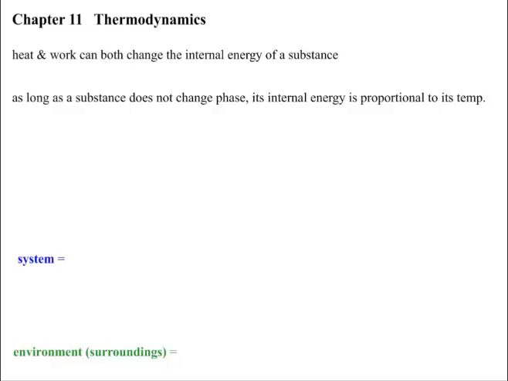Chapter 11, we're looking at thermodynamics. And we said in the last chapter both heat and work can change the internal energy of a substance. If we don't change the phase of that substance, its internal energy is proportional to its temperature. For example, if we pull a nail out of a piece of wood quickly, the nail's going to feel hot. We did work on the nail, and that work translates into an increase in the internal energy of the nail, and that manifests as the nail warming up, feeling hot.